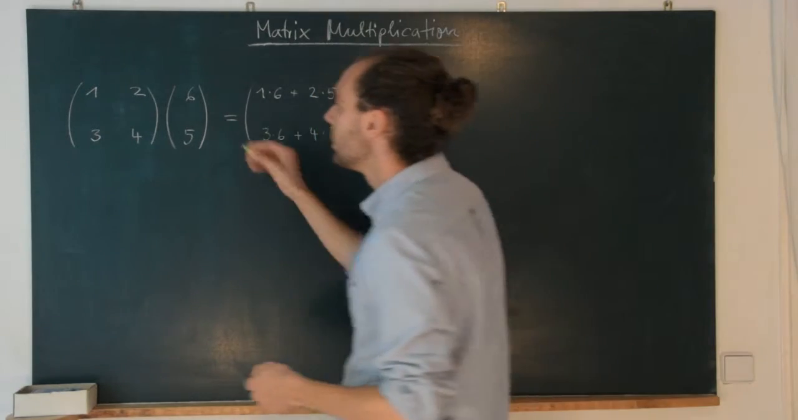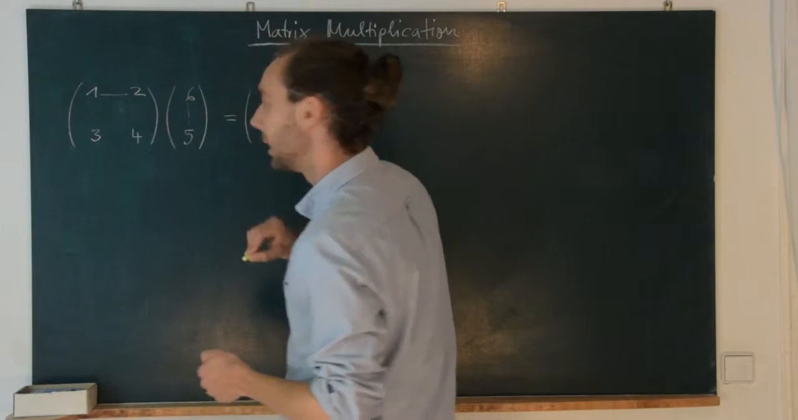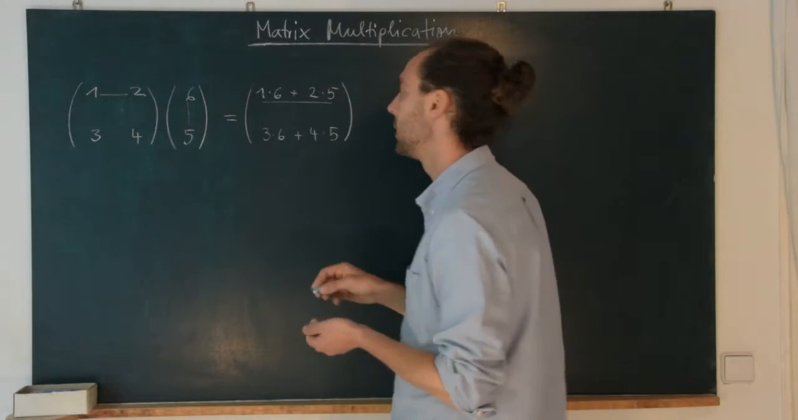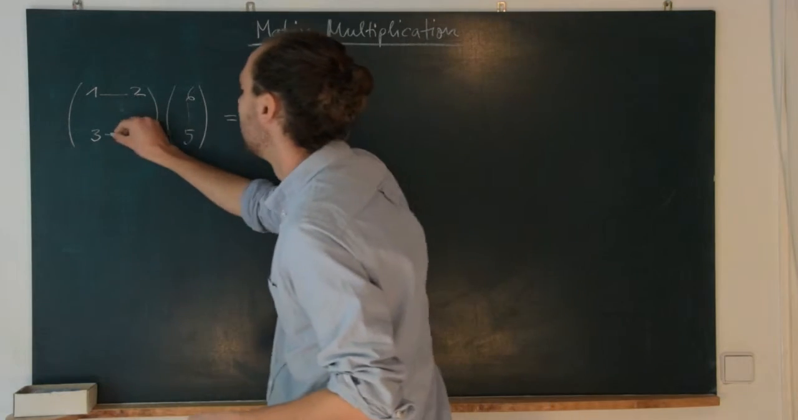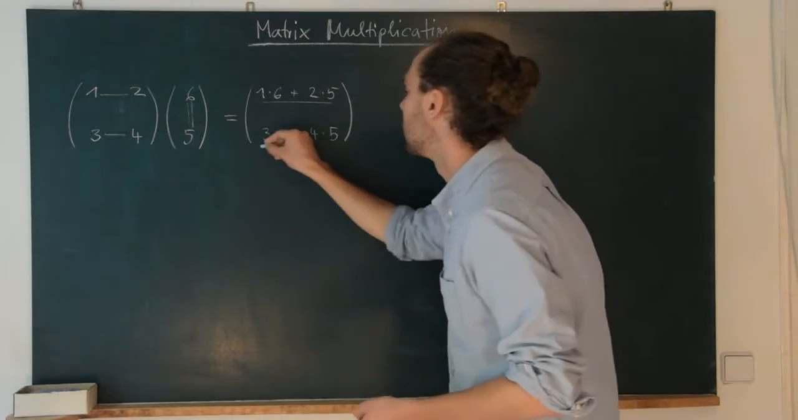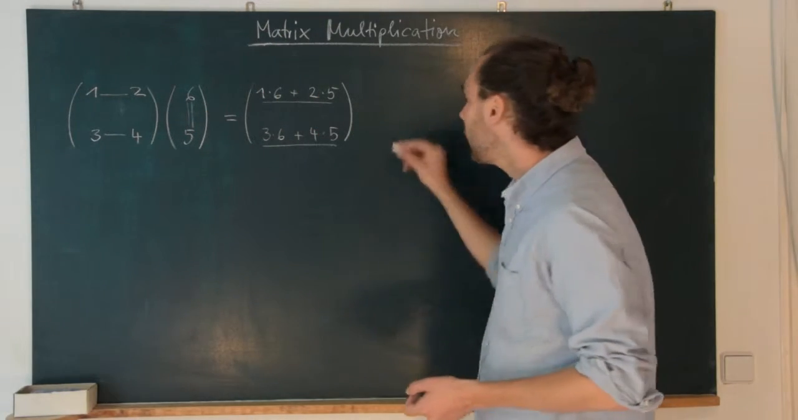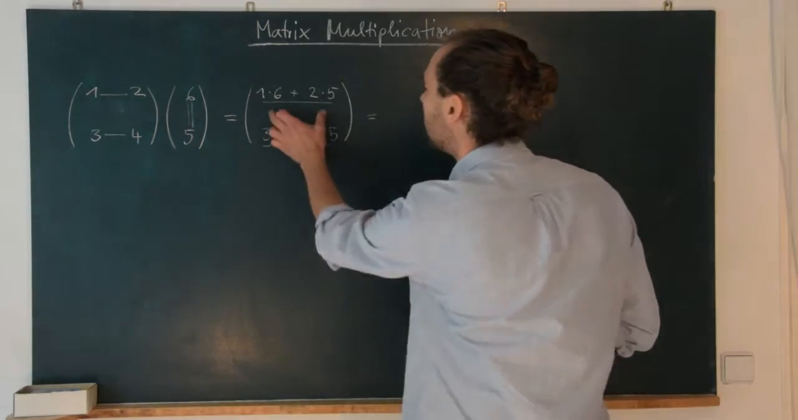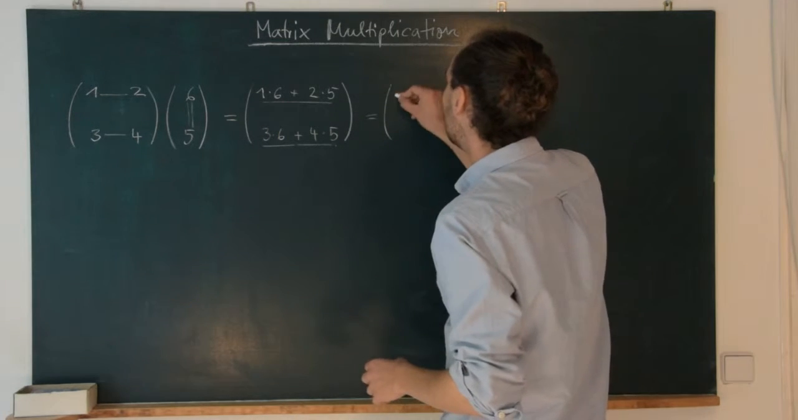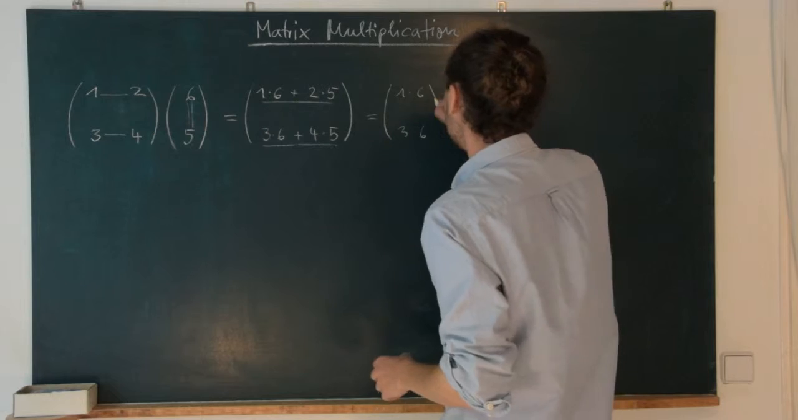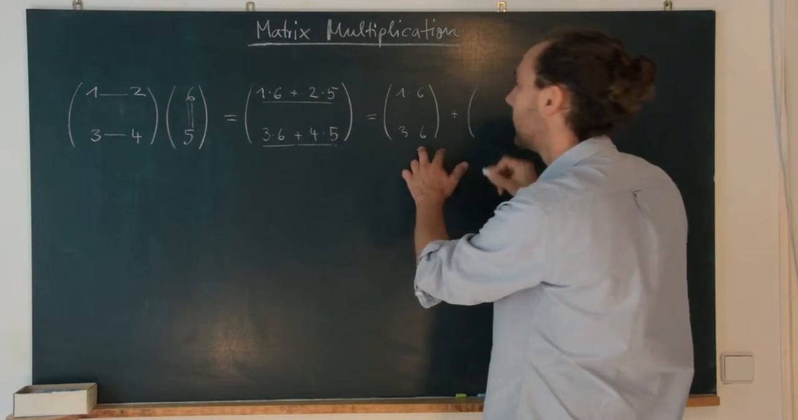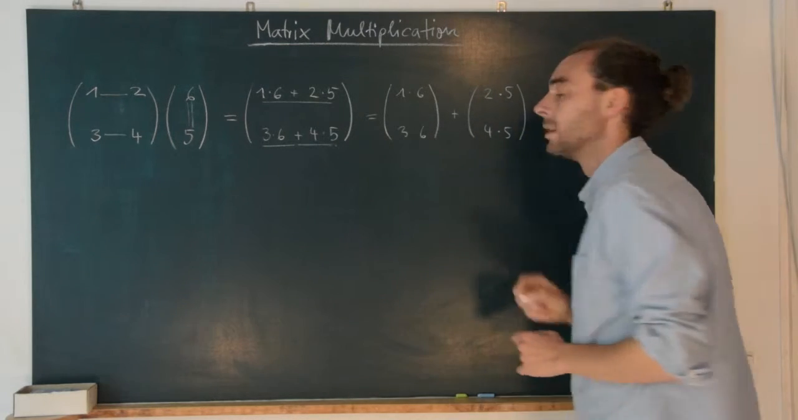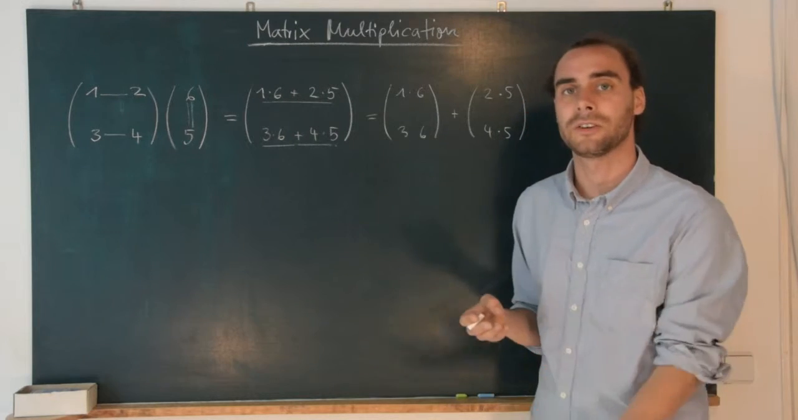So it's like that. You take this row, multiply it with that column, and this gives you that entry, and for the next entry of the new vector you multiply this row again with this column. This gives you this entry. So we now have a look at this vector. We can see that this vector is equal to the vector (1 times 6, 3 times 6), plus another vector, (2 times 5, 4 times 5), because that's how vector addition is defined.